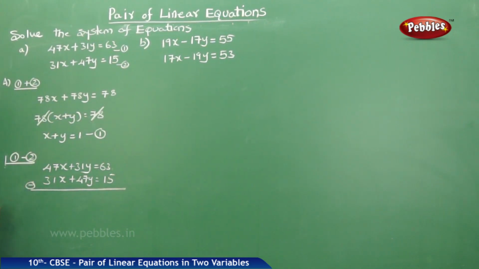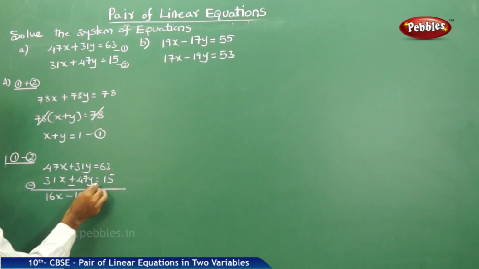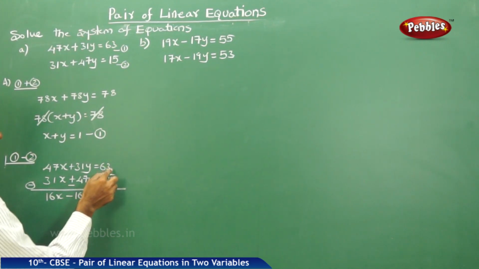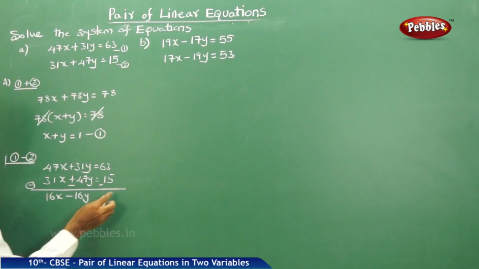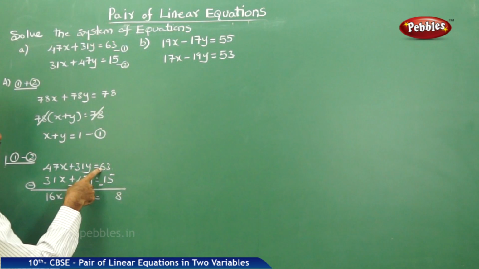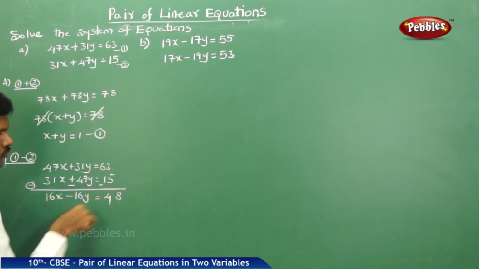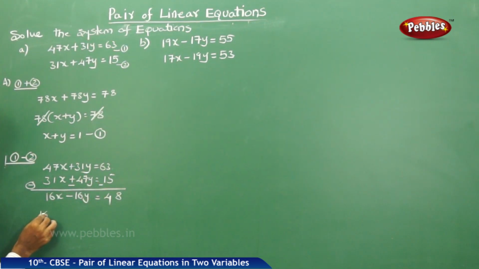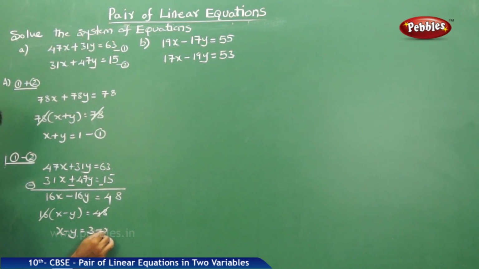Now subtract: 16x minus 16y. Now 13 minus 5, 8, that is equal to 8. 1 is borrowed, that is 5 minus 1, that is 4. Take 16 common. x minus y is equal to 48. 16 table 48, 3 times, that is x minus y is equal to 3. This is equation 2.